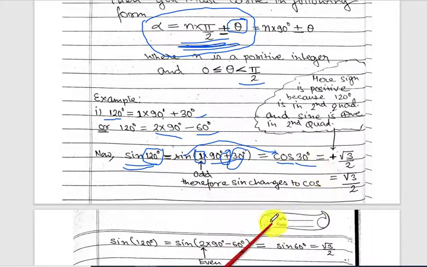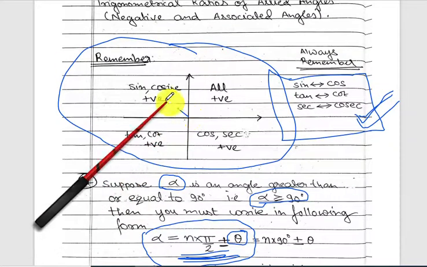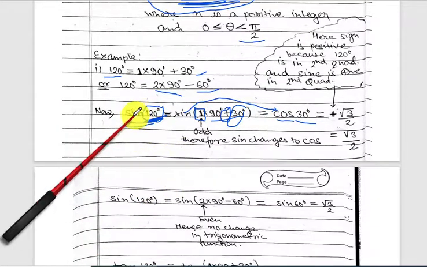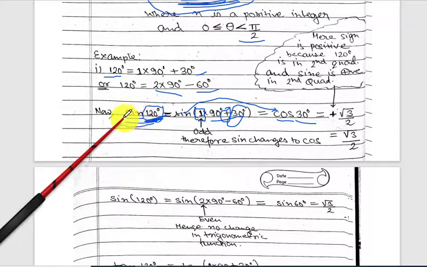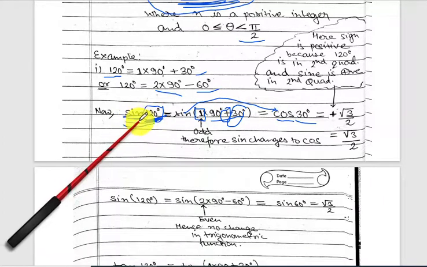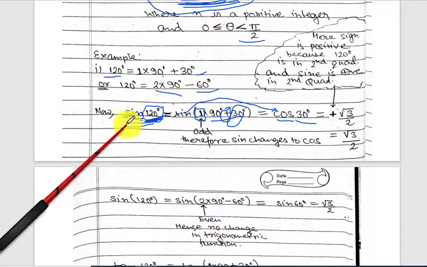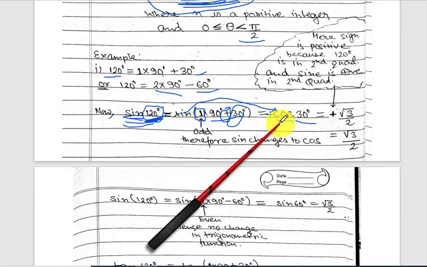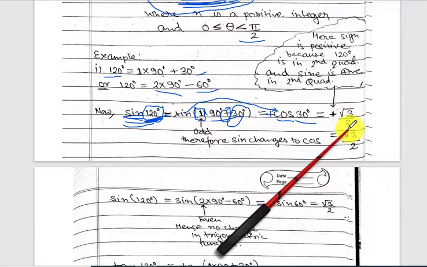Next, you have to check in which quadrant this whole angle lies. You can see that 120 lies in the second quadrant. In the second quadrant, the function we have is sine, and sine is positive in the second quadrant. So here we will have the positive sign only. Cos 30, you know, is root 3 by 2, so you get this.